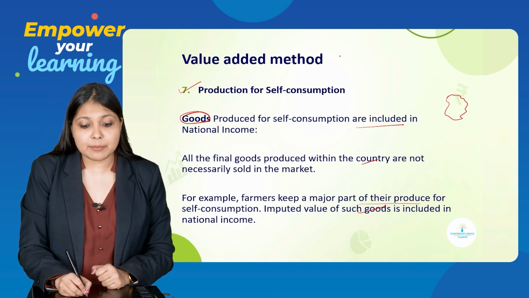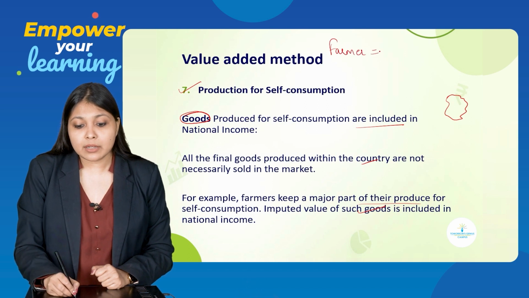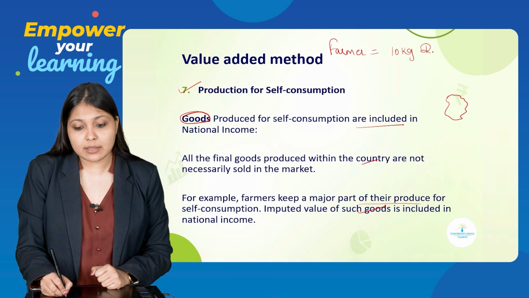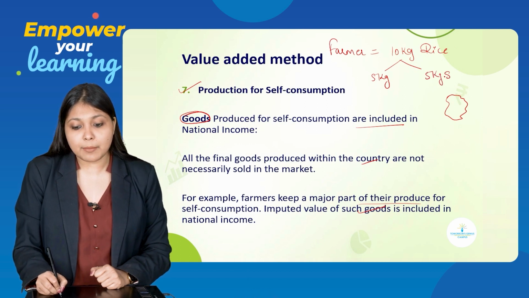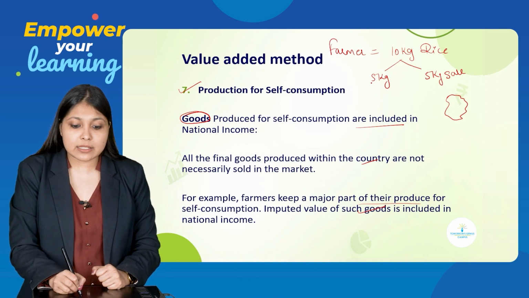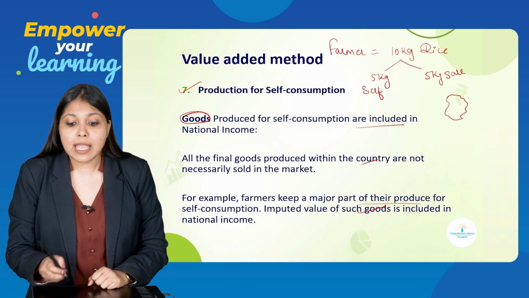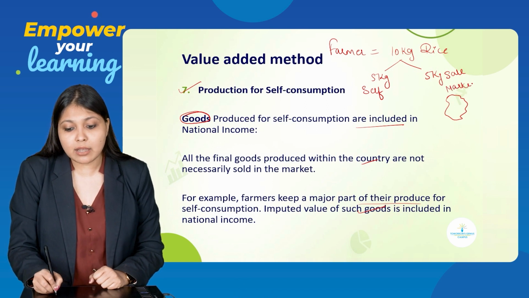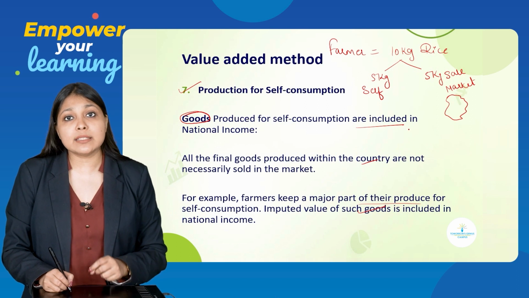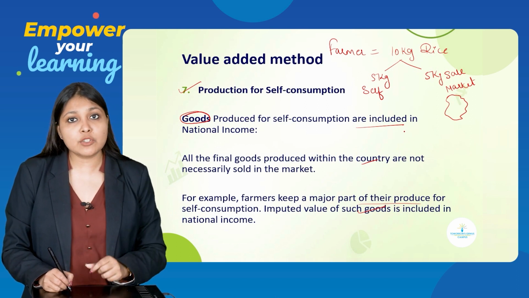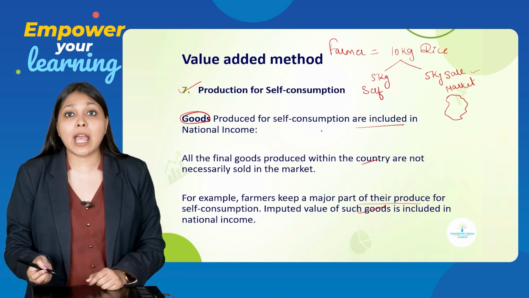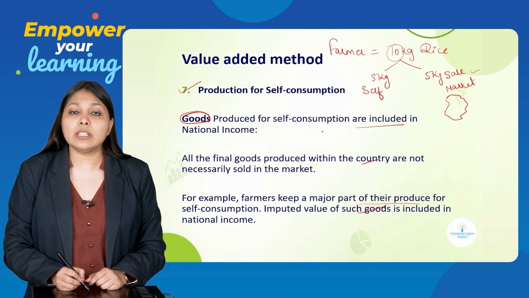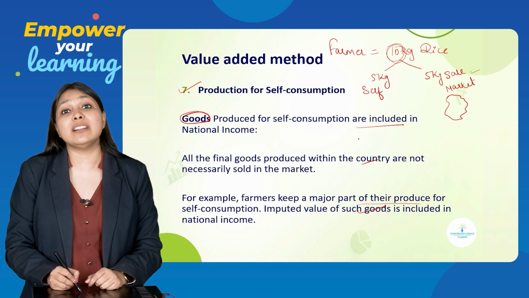For example, a farmer has produced 10 kgs of rice, out of which 5 kg he is going to keep with himself and 5 kgs he will sell in the market. So, this 5 kgs is kept for self consumption and this 5 kg will be sold in the market. What will be the amount which we will be considering? Are we going to include only the 5 kgs which we are selling in the market, or are we going to include the entire 10 kg? The correct answer is we are going to include the entire 10 kg.